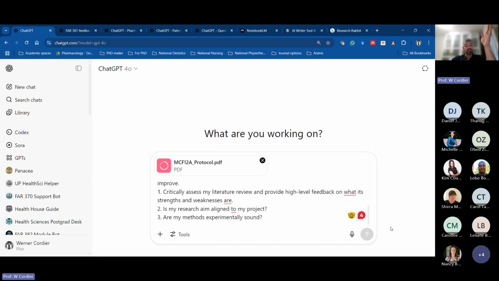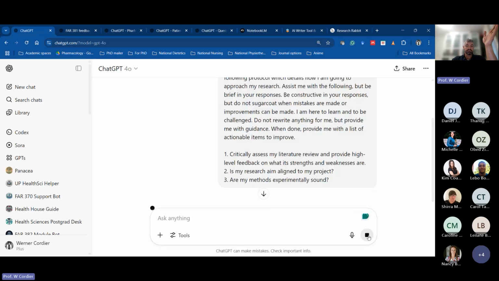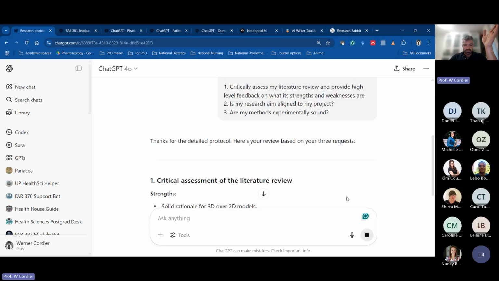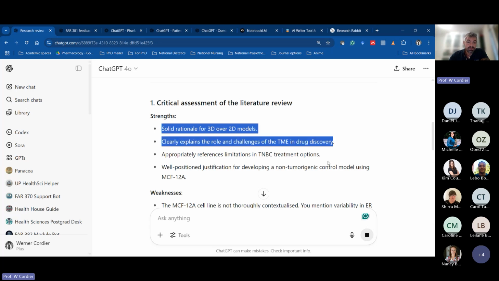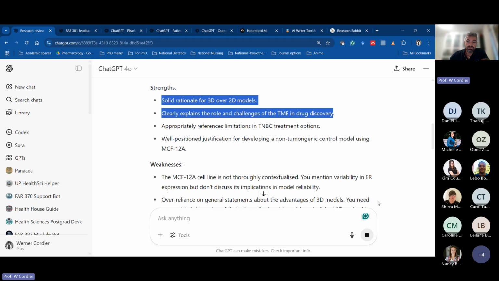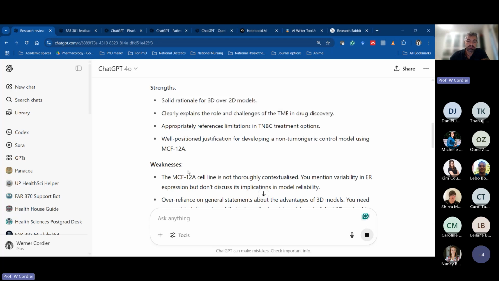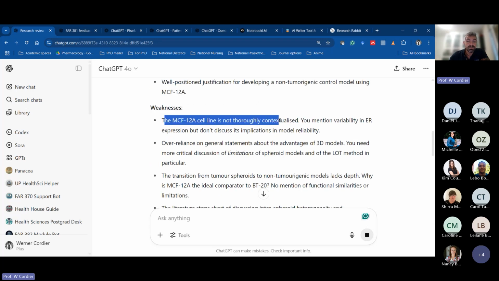So you can see this is an activity the students can do. And if you design your sessions well, you can actually make this an accessible learning activity as well. So it's going to read my document and provide me with some feedback. As a strength, it says that I've got a solid rationale and I clearly explain the role and challenges. But the weaknesses are that I haven't contextualized why I'm using the cell line. I've mentioned some things, but I don't discuss it properly.